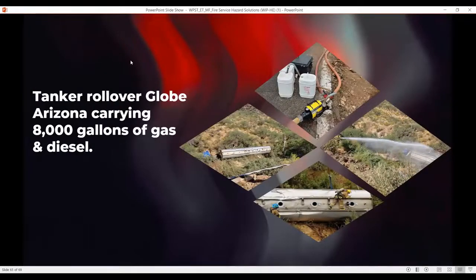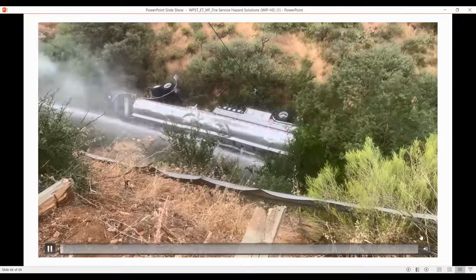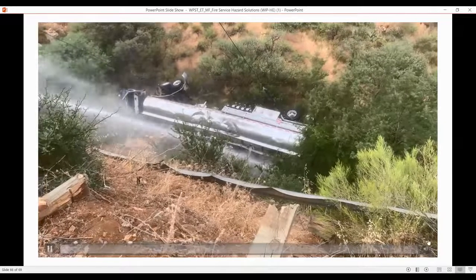This last section of slides here, this was from a gasoline tanker that rolled over an embankment off the highway in Globe, Arizona. Here they had to actually tip the tank truck to spill the contents, the fuel, out of the truck, and raise it back up onto the interstate.